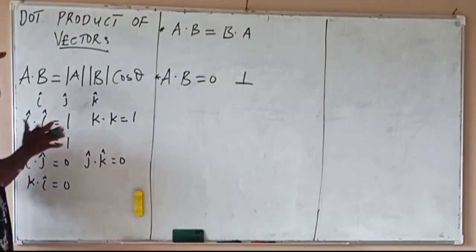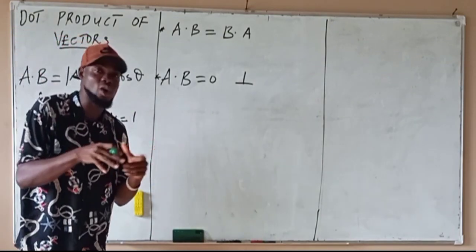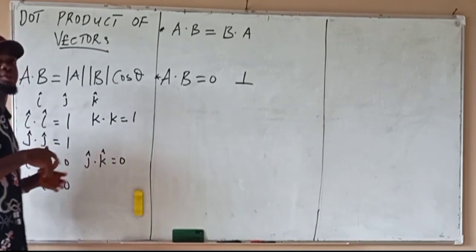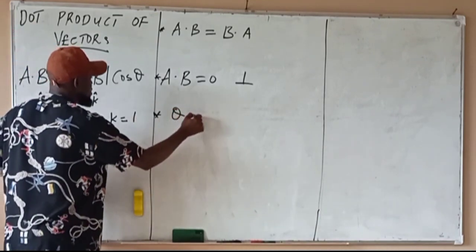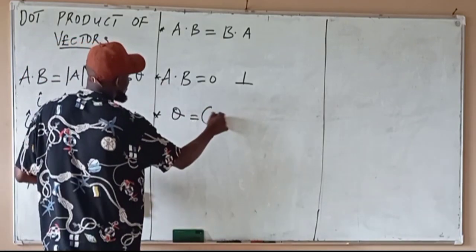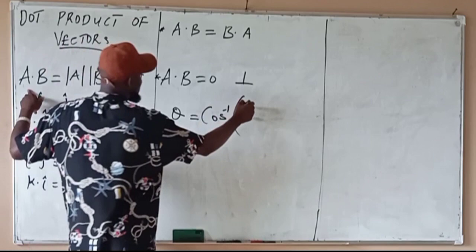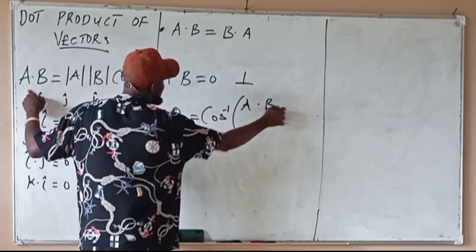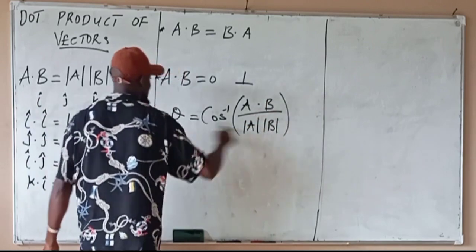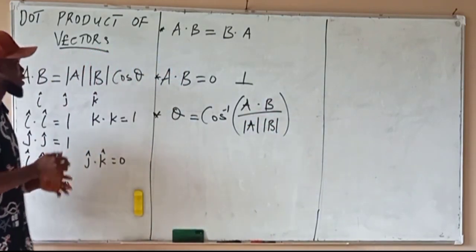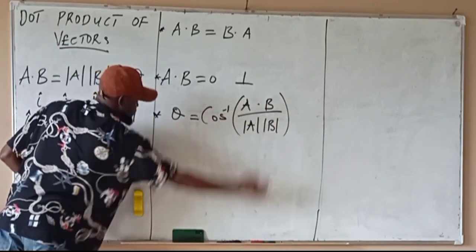Then, number 2, we also use the scalar product to solve for the angle between two vectors. The angle between two vectors will be equal to cos inverse, or arc cos, of A dot B divided by the magnitude of A times the magnitude of B. We use the scalar product to calculate the angle theta between two vectors A and B.